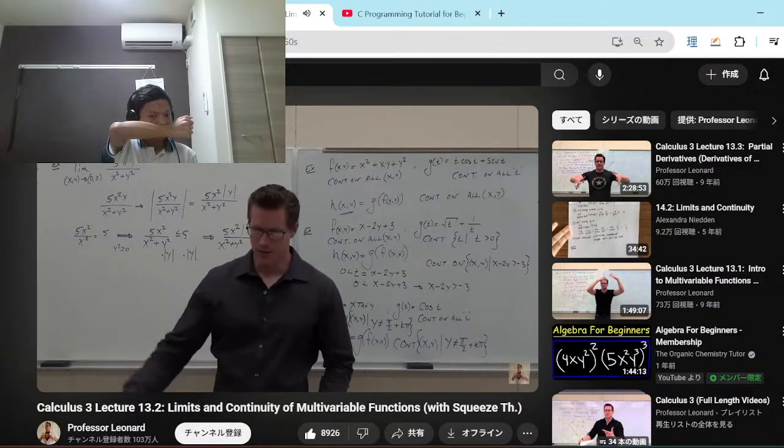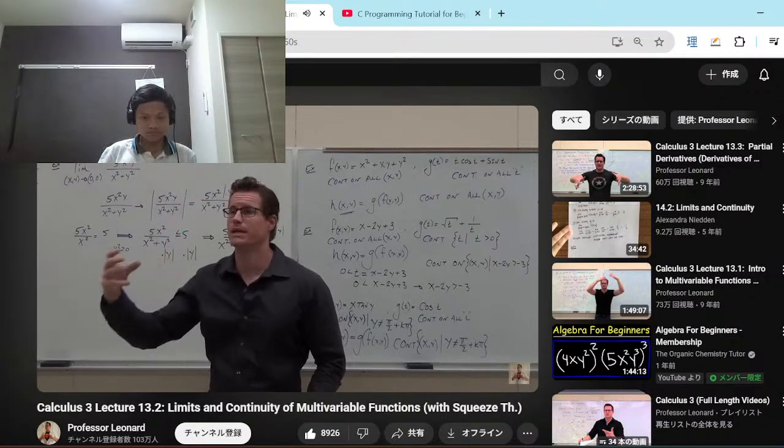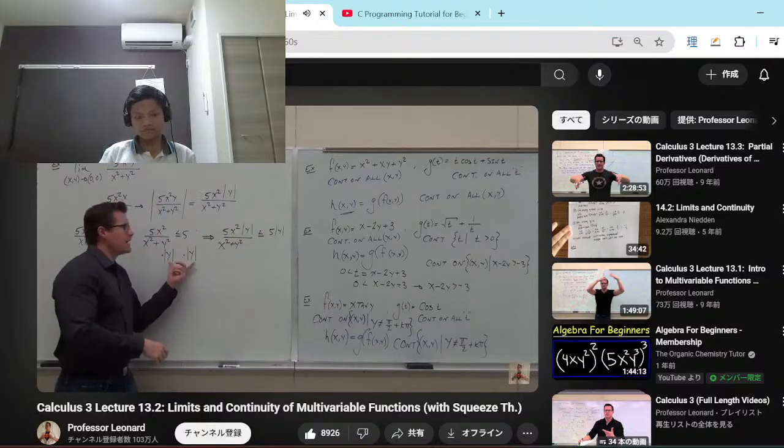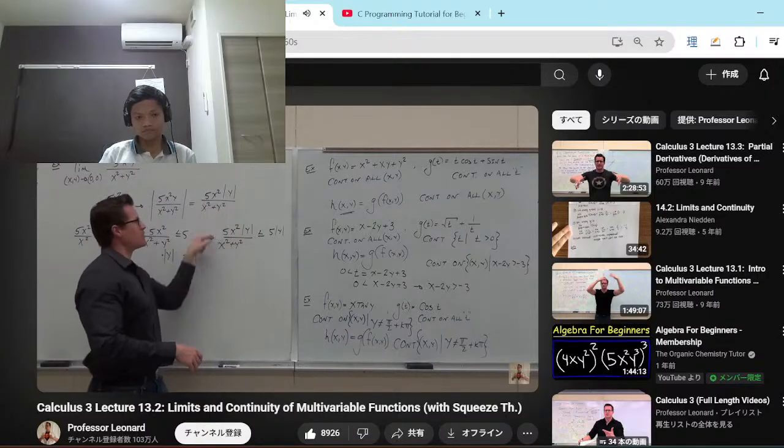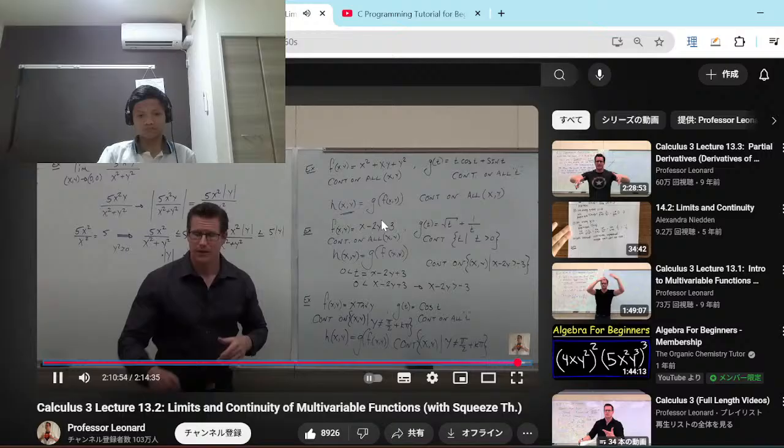Can I have an honest show of hands if you feel okay with this so far? This is the reason why we needed the absolute value, so that I could multiply by something and not flip that inequality and get the same thing out of it. Do you guys get the idea? That's why I needed that. Now, let's think about this.